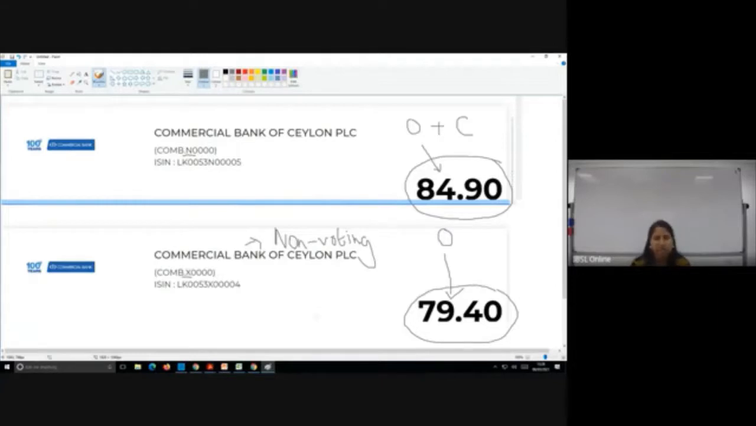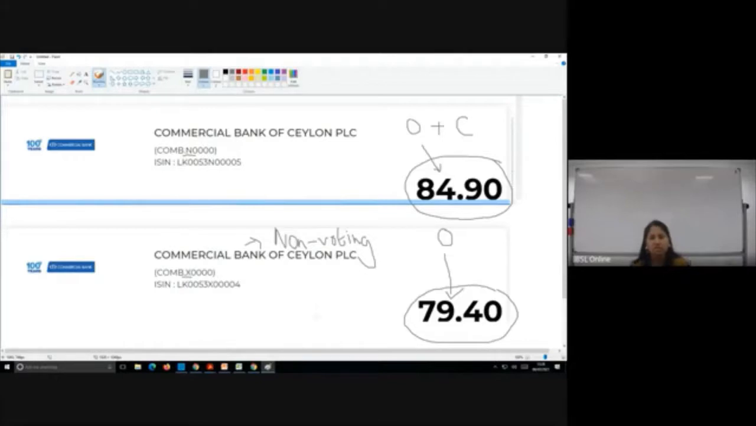Now, practically why that happens is this is more to promote foreign investors. Now, if you have foreign investors investing in our local market, you know that they are unable to attend share meetings. They are unable to control how the bank works. They don't have direct control over the company. So most foreign investors prefer a non-voting share because there is no point paying a higher price for voting.